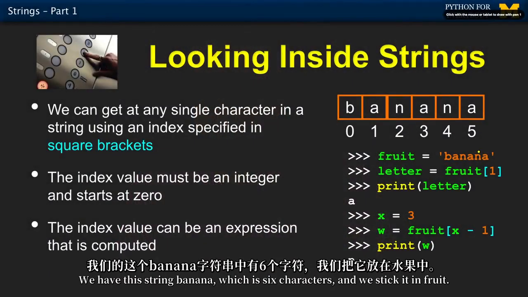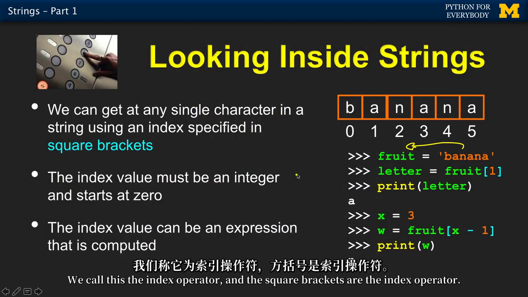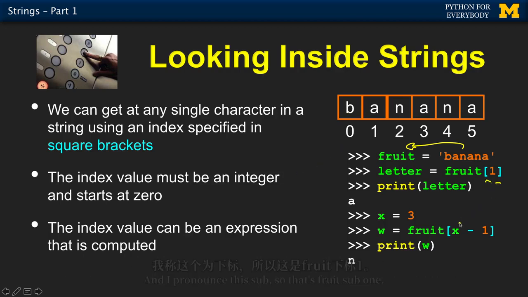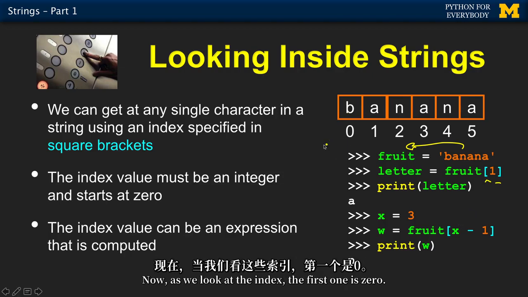We have this string banana, which is six characters, and we stick it in fruit. If we look in fruit, you can actually pull each character out. We call this the index operator, and the square brackets are the index operator. I pronounce this sub, so that's fruit sub one. Now, as we look at the index, the first one is zero.